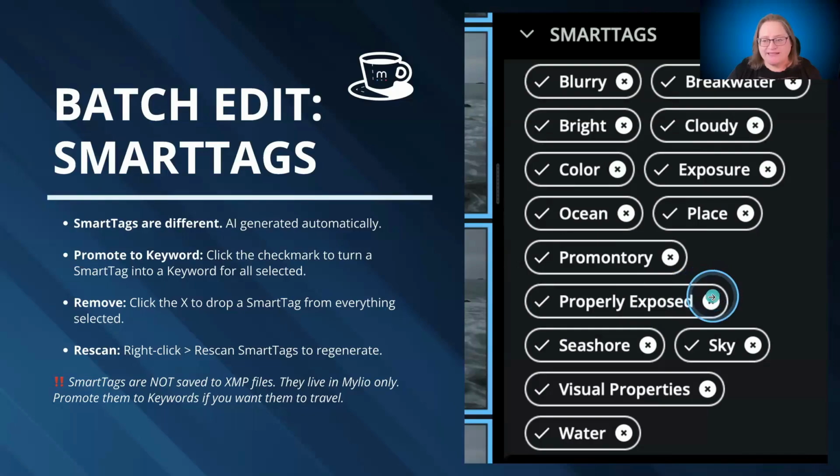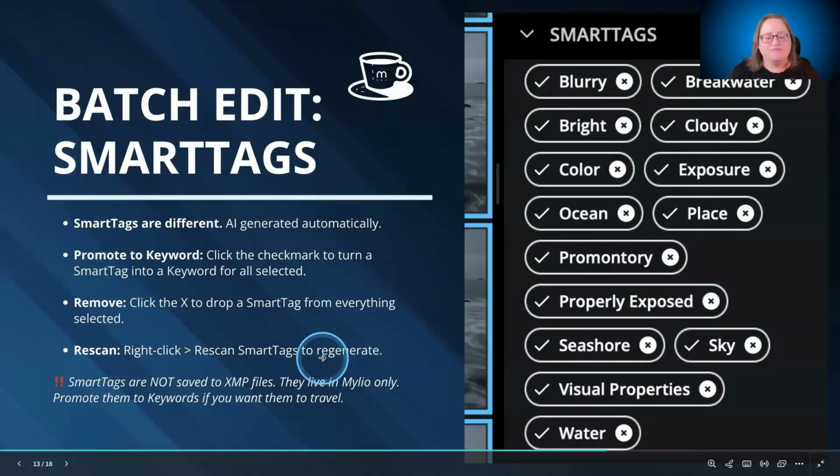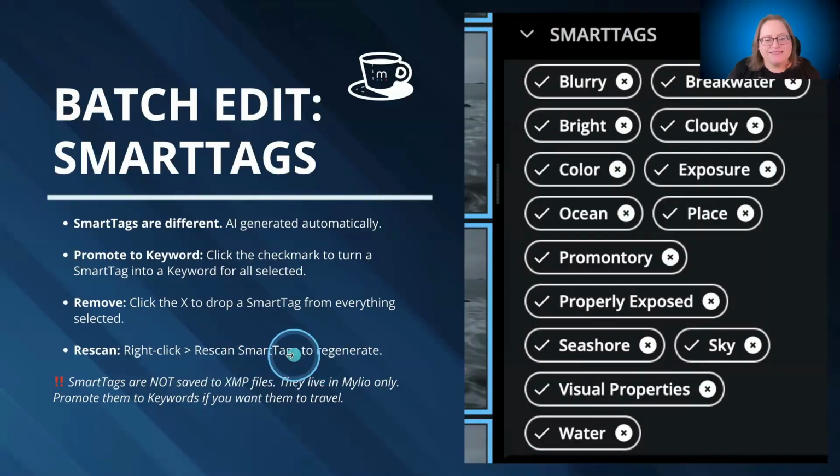Additionally, as you're going through and you're cleaning some of these things up, you might actually X something out that you didn't mean to. And we have a tool for that. If you right click on a group of images, you have the option to rescan smart tags. That will regenerate those smart tags for that particular image or group of images that you have selected. So keep that in mind. It's not anything that's permanent. Once you click that X, that's no longer searchable. But if you feel like that was a bad choice, go ahead and regenerate those smart tags and you'll get those options back. And just once again, smart tags are not saved to your XMP file. These are local to Mylio only.